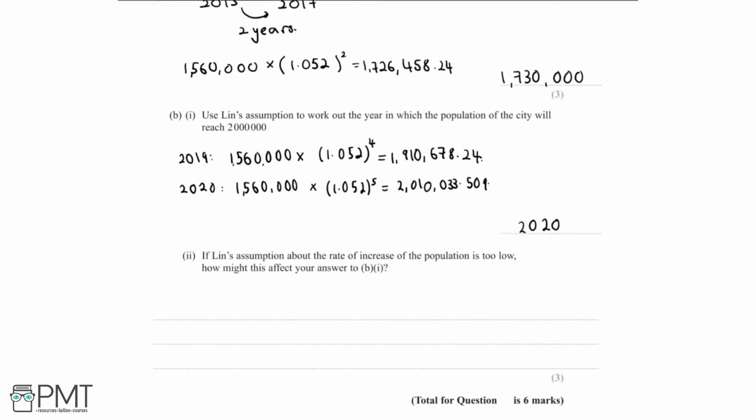Now looking at the second part of part B, if Lynn's assumption about the rate of increase of the population is too low, how might this affect our answer to part B I? Now in part B I, we worked out the year in which the population of the city will reach 2 million. But if Lynn's assumption about the rate of increase is too low, that means the actual rate of increase is higher. And if the rate of increase is higher than Lynn's assumption, this means that the population will increase at a faster rate each year. And so the population of the city will likely reach 2 million before 2020, or at least earlier than it would have in our initial assumption. And so we can say that if the rate of population growth is higher, the population may exceed 2 million earlier.